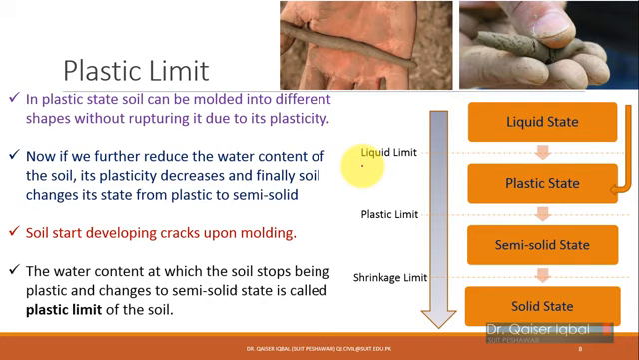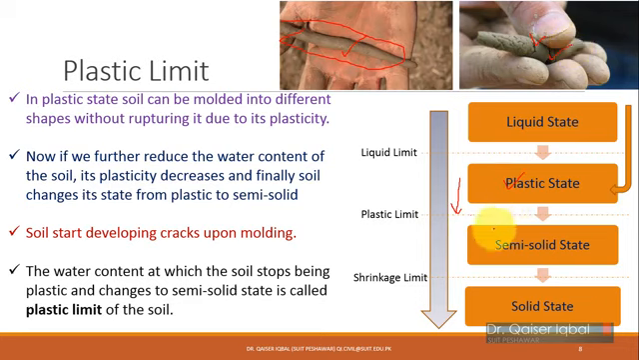So now, when is the plastic limit going to end? In plastic state, the soil can be easily molded. Like you can see over here, you've got this thread made of clay soil. But if you keep on reducing the moisture content of this soil from this state, you will reach a point where, upon making the thread from this soil, it will start developing cracks.